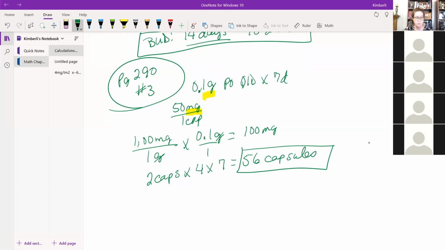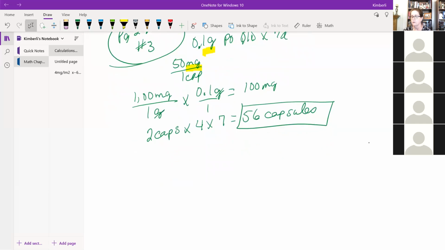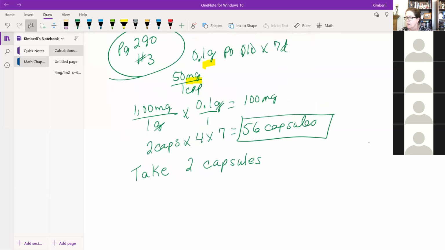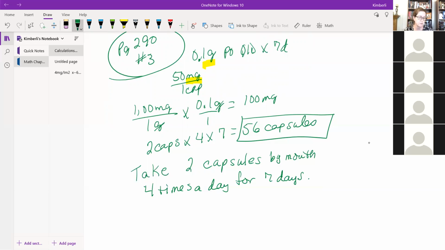And then what directions? Write the directions as they should appear on the customer's bottle. So what's my verb here? Take. Take 2 capsules. What comes after that? By mouth. Four times a day for 7 days. Good. Okay, so those are the directions for the patient.